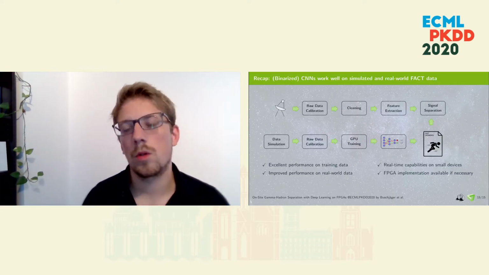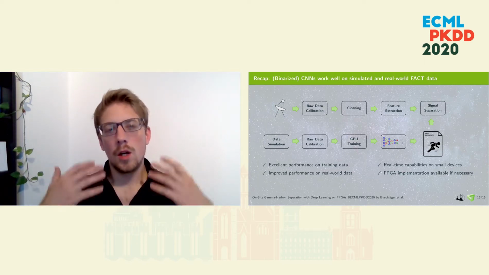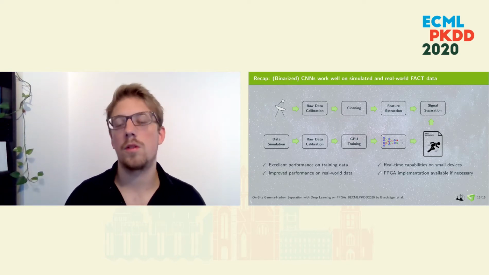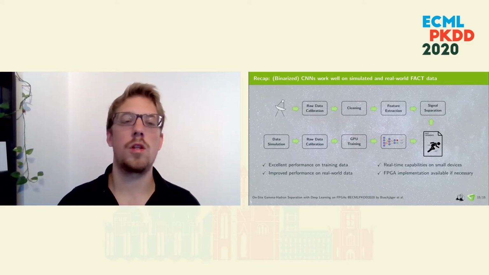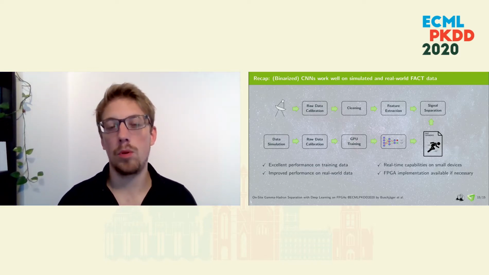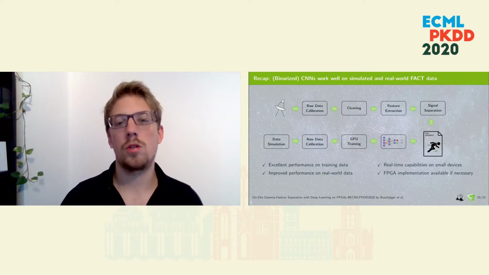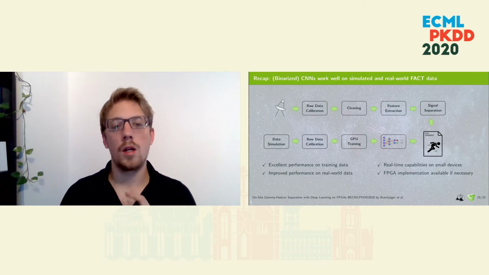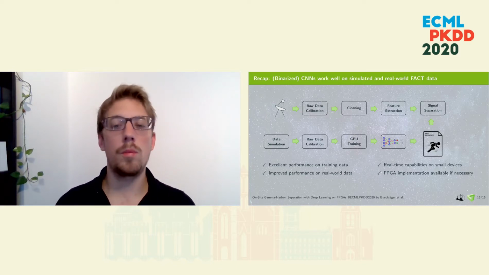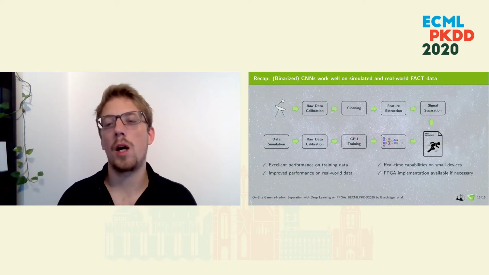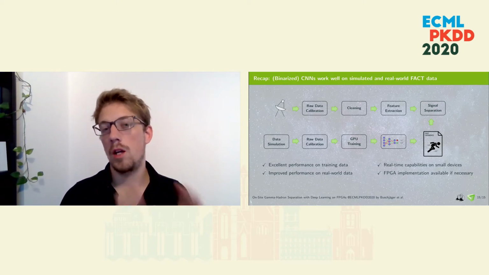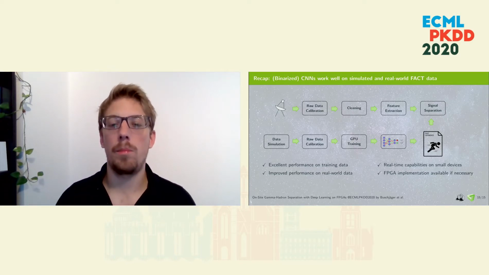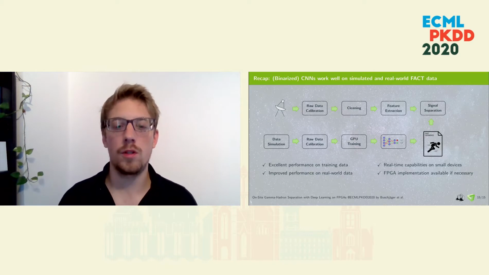So, a quick recap of what I showed you today. Gamma-ray astronomy uses these lengthy processing pipelines, and currently a random forest is used for signal separation using high-level features, and we try to replace this with a single model using deep learning and a combination of code generation to come up with a fast implementation. And we have excellent performance on training data, and improved performance on real-world data. The whole implementation is real-time capable, so we could use a small ARM processor to run the inference directly at the site, so directly at the telescope. And if necessary, we could also come up with a better FPGA implementation to further increase the performance.